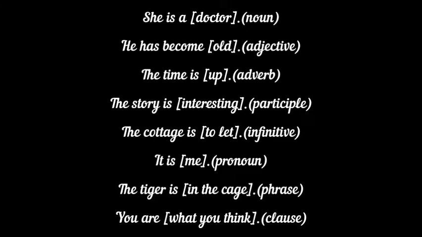And then we see that in the sentence, the tiger is in the cage, the phrase in the cage is serving as the subject complement, describing the subject, the tiger, and completing the linking verb is. Finally, we have a noun clause, what you think, as the subject complement in the sentence, you are what you think. Because here the entire clause is describing the subject you and completing the verb of incomplete predication are.